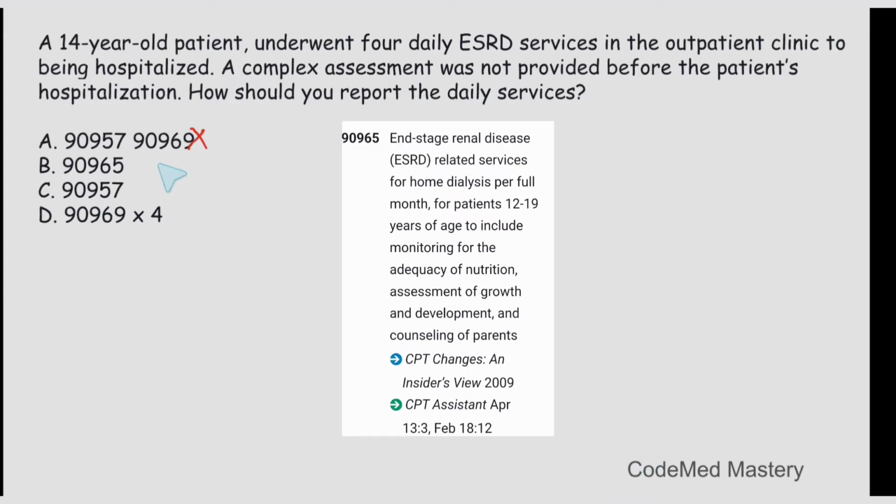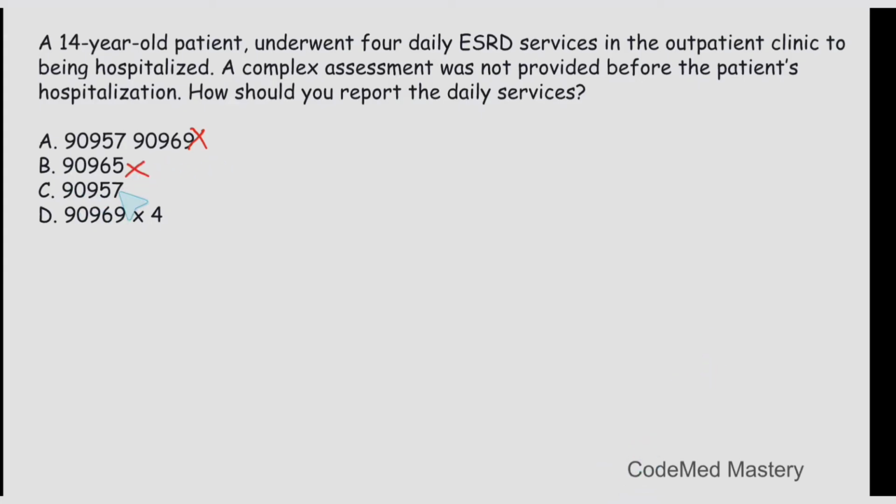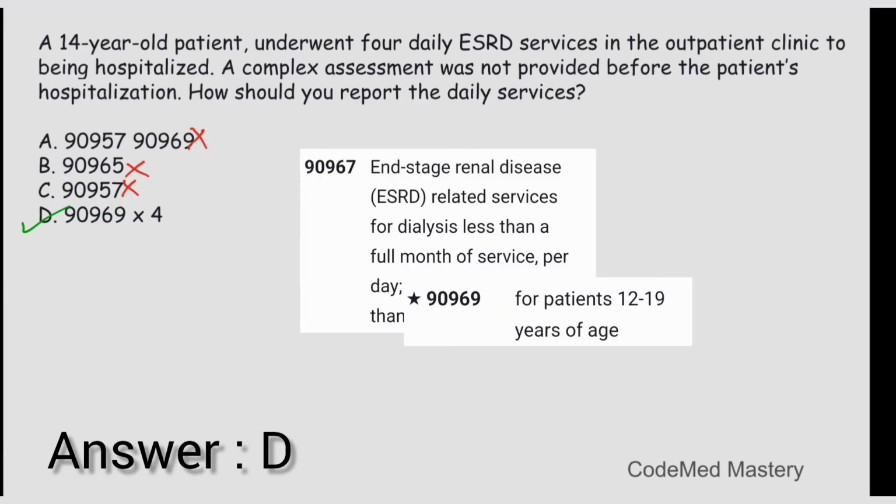So eliminate option B. In option C they have mentioned 90957 which we already checked in option A, that is for monthly services. We cannot code it for daily service. So we'll eliminate option C. We are left with option D which is the right answer. 90969 multiplied 4 times. 90969 is for ESRD services per day patients 12 to 19 years of age.